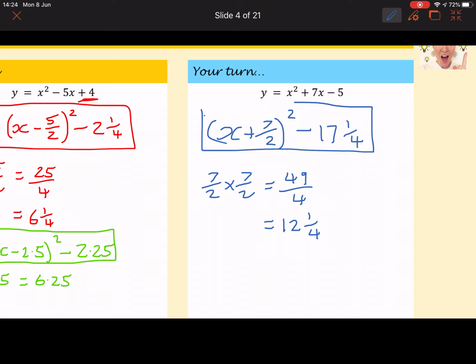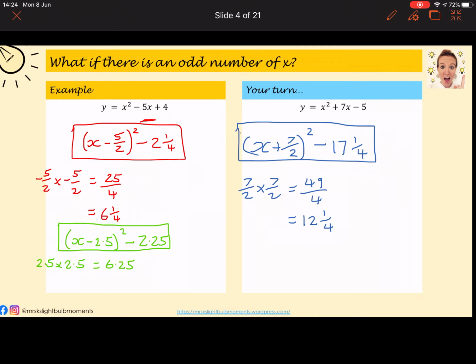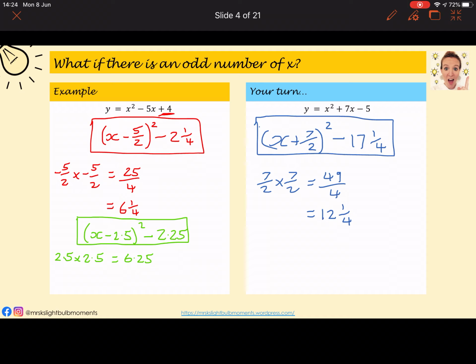Again, you could have done that as a decimal, and you'd have got x plus 3.5 all squared minus 17.25. Okay, are we happy with that? So if it's an odd number, choose fractions or decimals, but it works exactly the same.